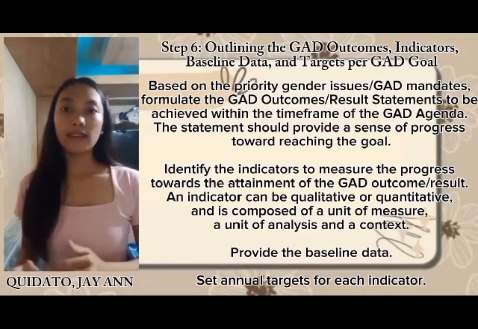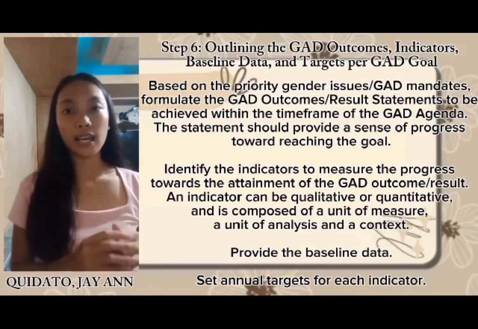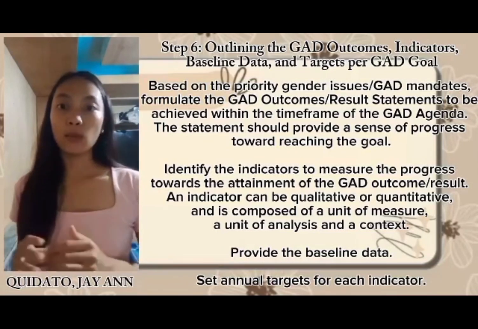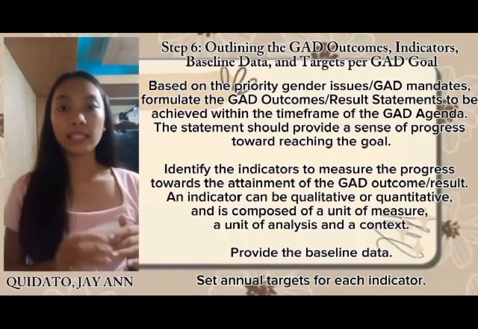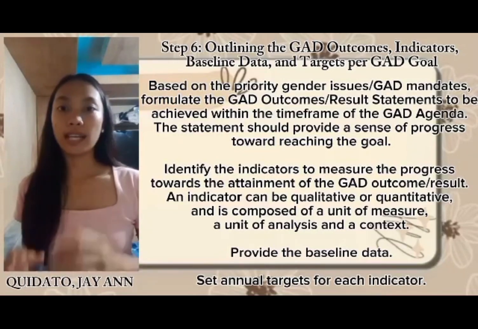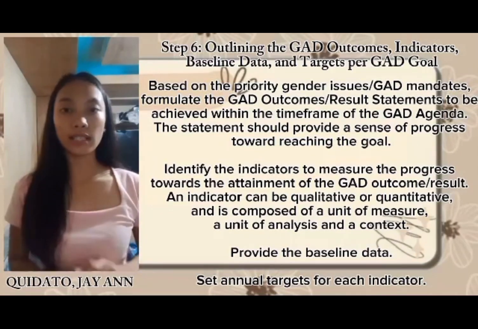The statement should provide a sense of progress toward reaching the goal. So identifying the indicators to measure the progress toward the attainment of the GAD outcome or result. An indicator can be qualitative or quantitative and is composed of a unit of measure, a unit of analysis, and a context. Provide the baseline data and set annual targets for each indicator.